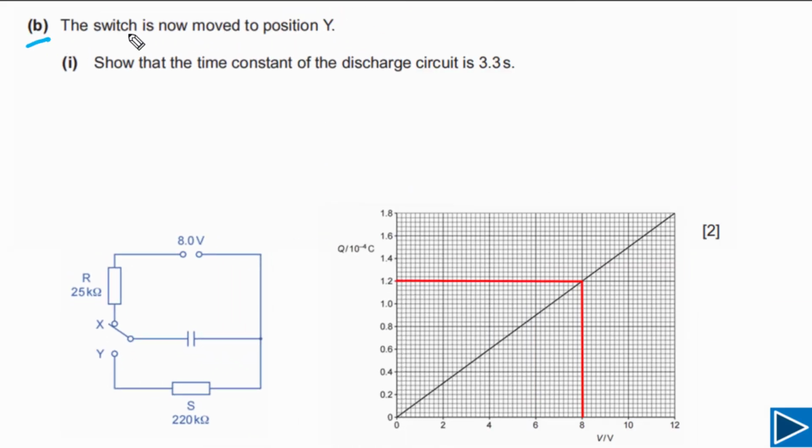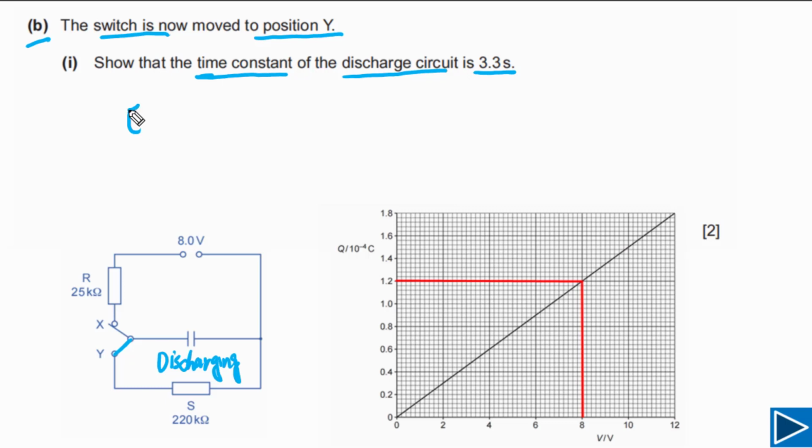For part B, it is given that the switch is now moved to position Y. This means when the capacitor is fully charged, we move this switch to position Y. When we move to position Y, this capacitor will start discharging. So simply we can write down that now the capacitor is discharging. And the question is asking us to show that the time constant of the discharge circuit is 3.3 seconds. So how can we calculate the time constant?